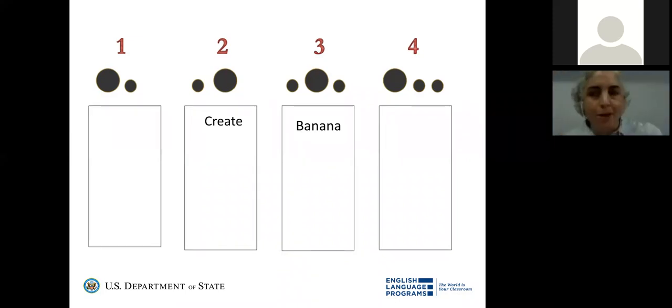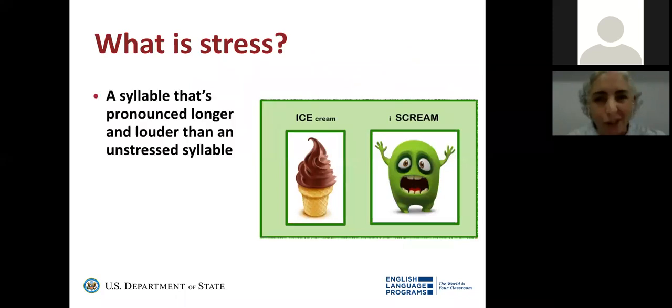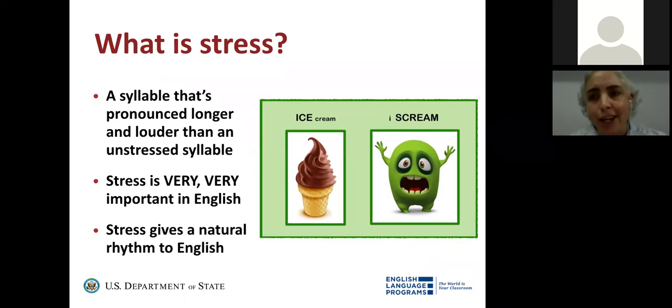So stressed and unstressed syllables are the next section we're going to talk about. So what is stress? A syllable that's pronounced longer and louder than an unstressed syllable. Stress is really important in English. It gives a natural rhythm to English. If I am teaching students pronunciation, the fastest way I can improve everyone's pronunciation is by raising their awareness and having them practice stress. For me, it's the most important element of teaching pronunciation.